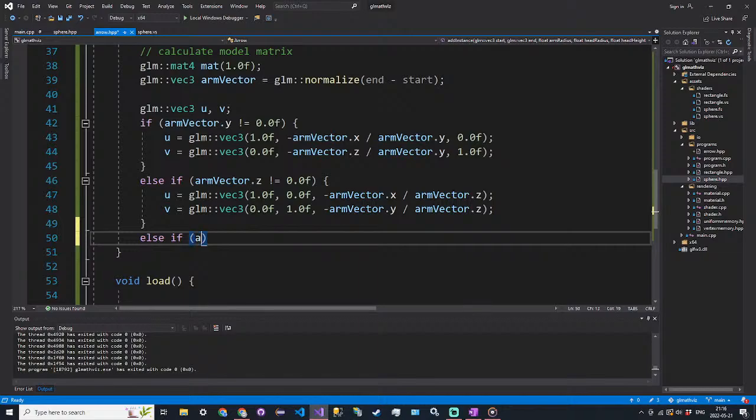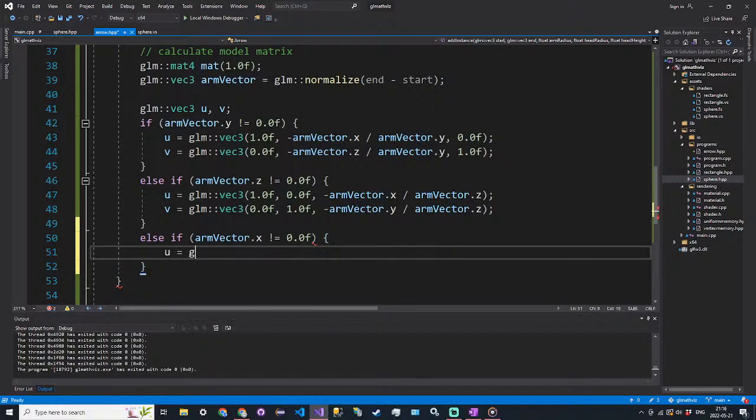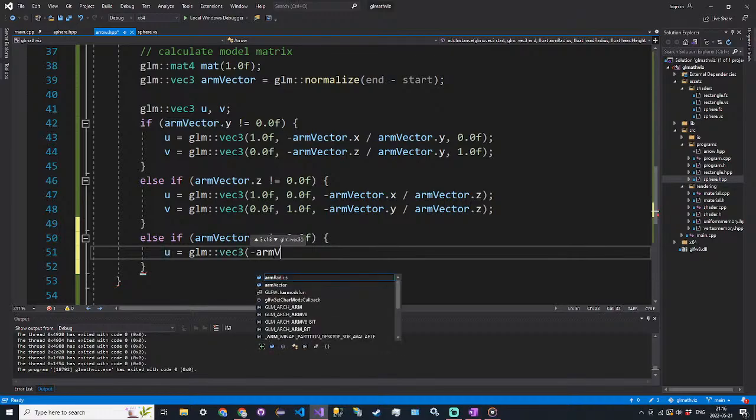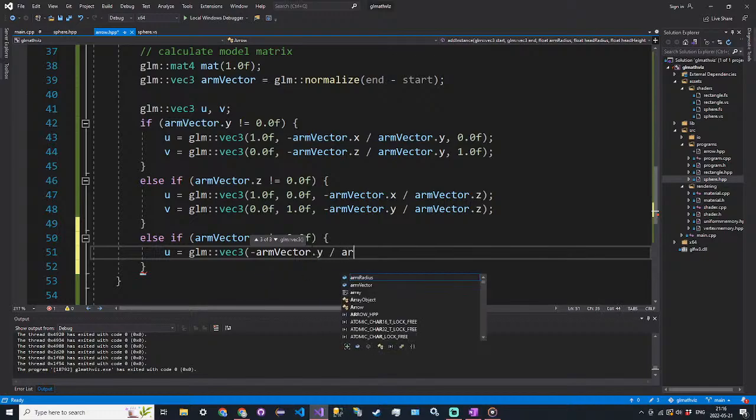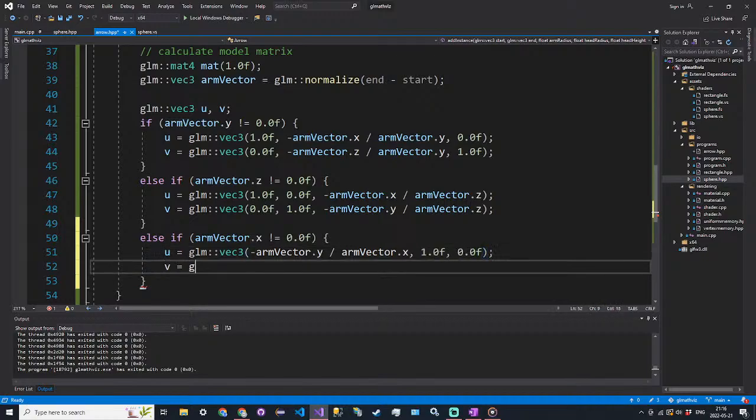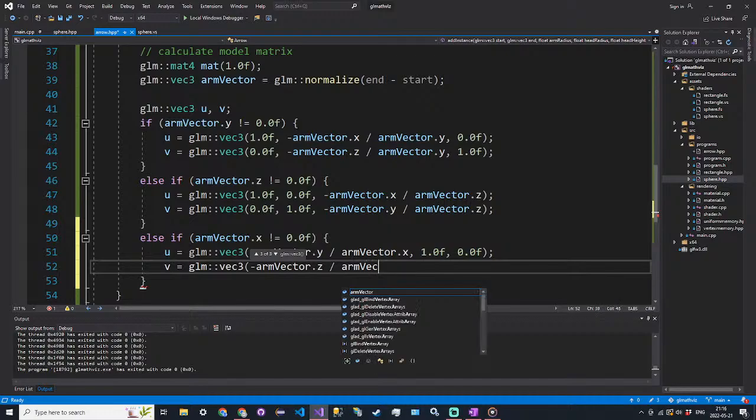And then else if arm vector dot x does not equal 0, then u is equal to glm vec3. It's going to be minus a dot y divided by a dot x, 1.0, 0.0, and then v is equal to the other one. So minus a dot z divided by a dot x, 0.0 and 1.0.